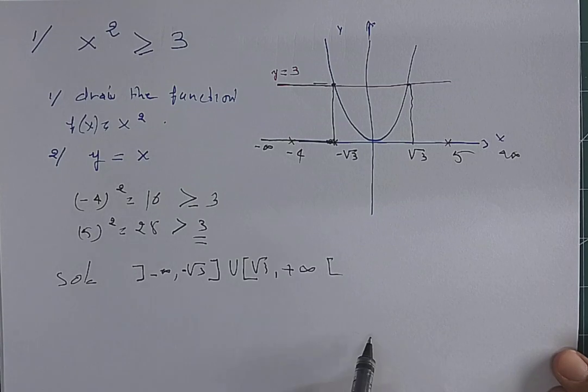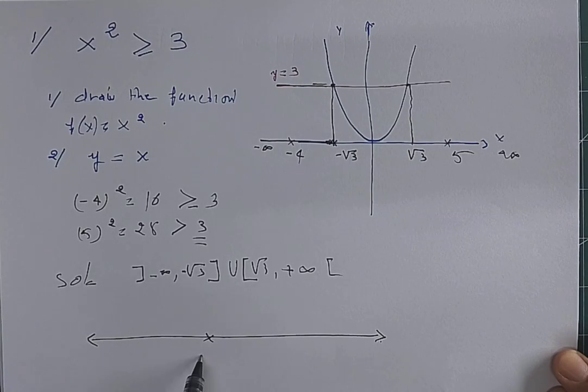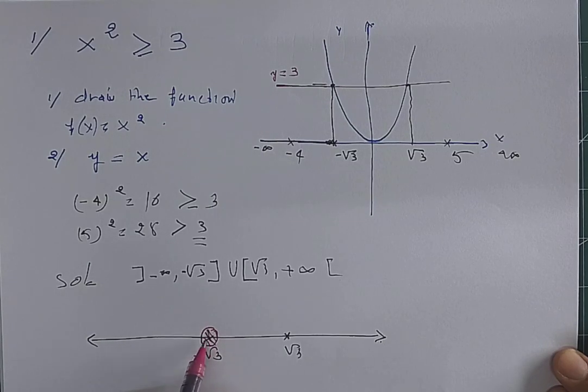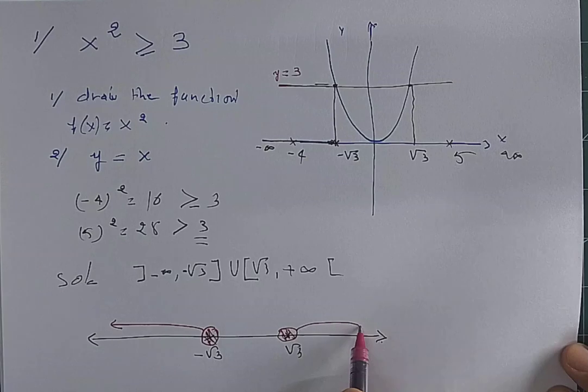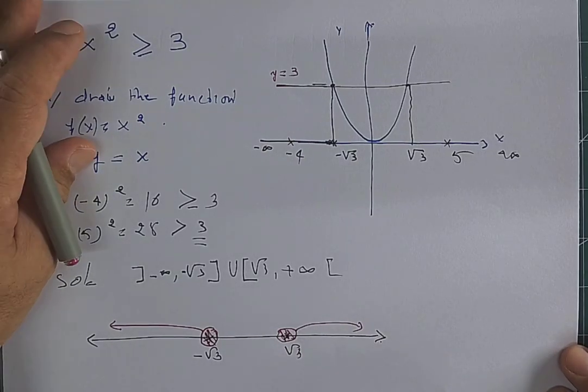Or another method, we have here the real number line. Okay, we put here minus root square of 3, here root square of 3. I can take this point. We have minus root square of 3 belonging to part of the solution, so I can draw this one on the left side, also this part here on the right side. So this is the solution. Let's move to the second one.